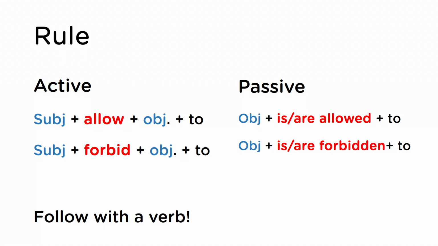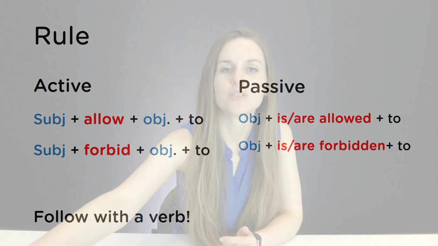Notice at the bottom it says follow with a verb. So like we said, something like students are not allowed to use their mobile phones, right? You want to use that to verb. Okay, so it's a little bit tricky, a little bit difficult. So let's try some practice, okay? So let's take a look at these practice sentences.